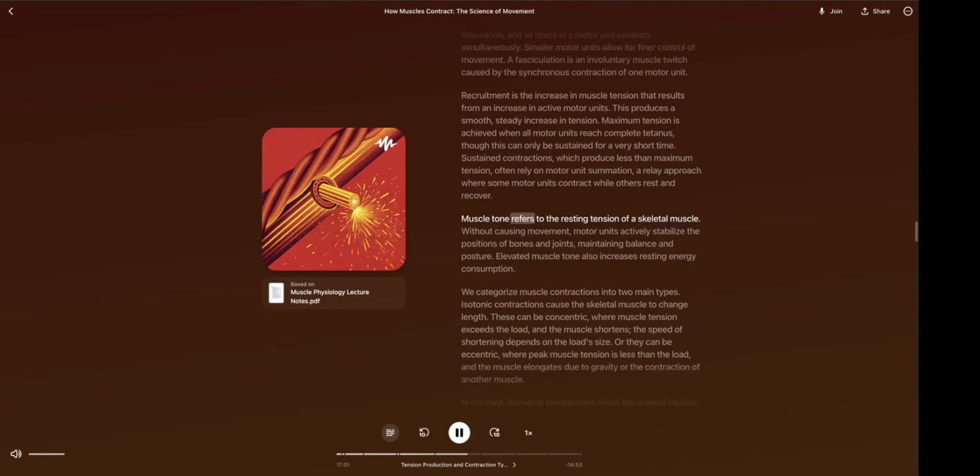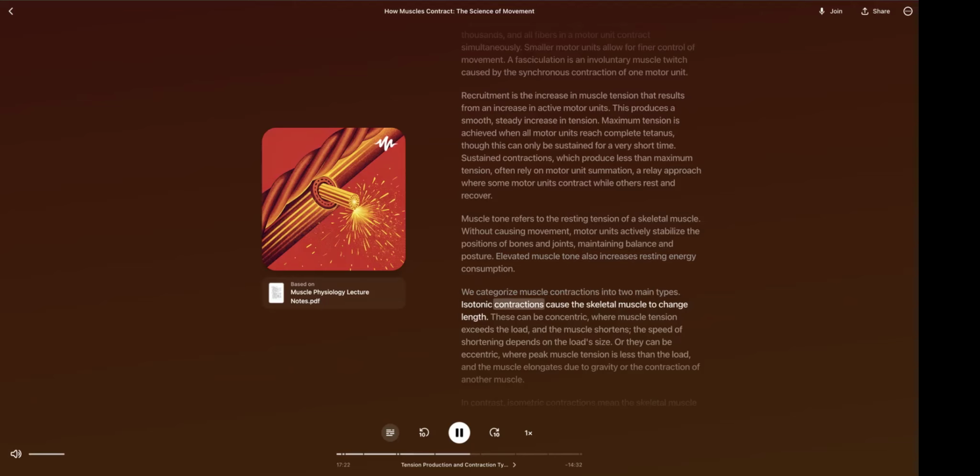Muscle tone refers to the resting tension of a skeletal muscle. Without causing movement, motor units actively stabilize the positions of bones and joints, maintaining balance and posture. Elevated muscle tone also increases resting energy consumption. We categorize muscle contractions into two main types.